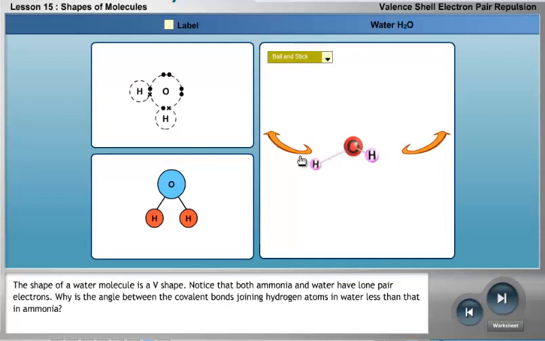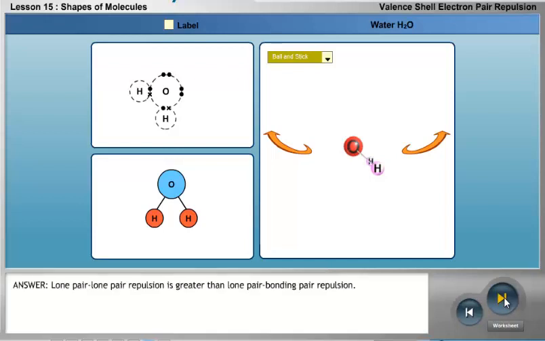Notice that both ammonia and water have lone pair electrons. Why is the angle between the covalent bonds joining hydrogen atoms in water less than that in ammonia? Answer: lone pair repulsion is greater than lone pair bonding pair repulsion.